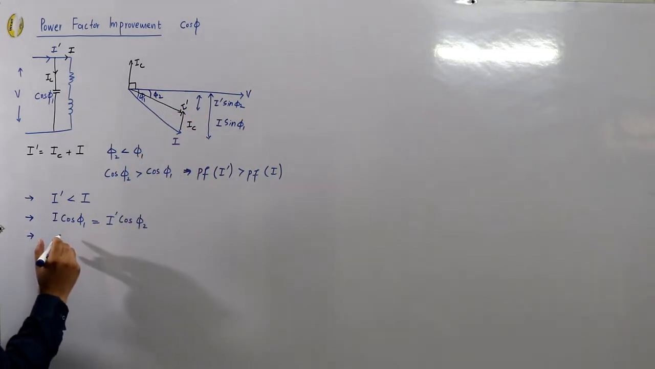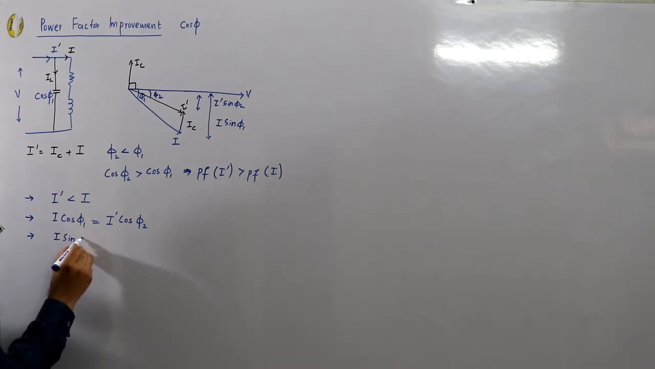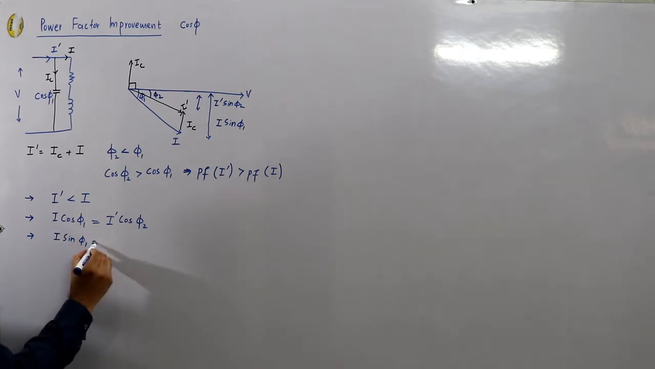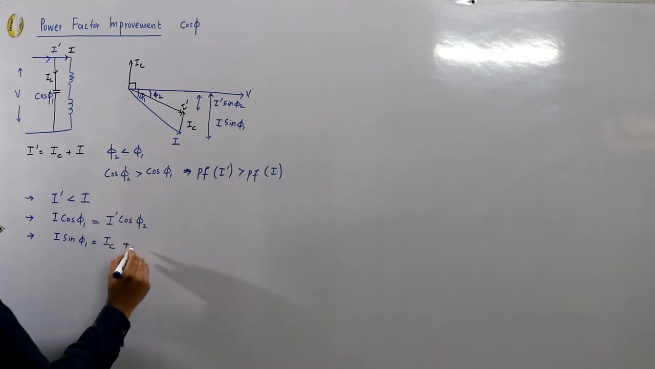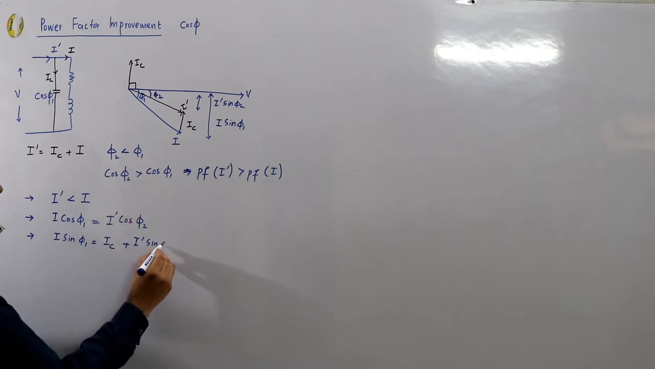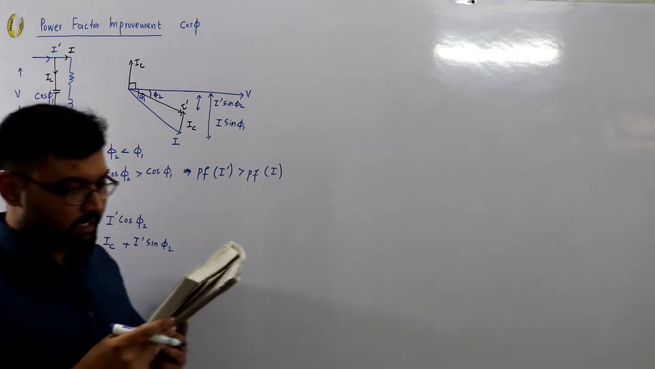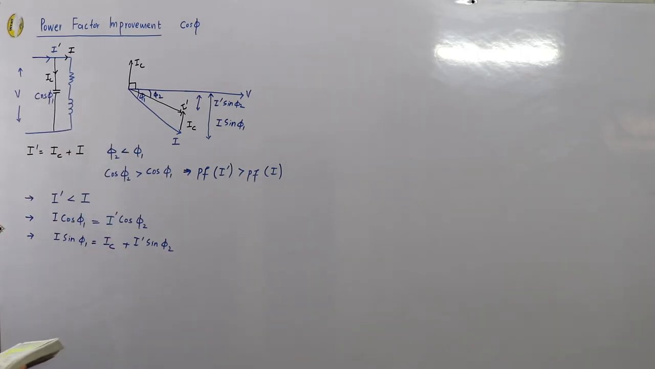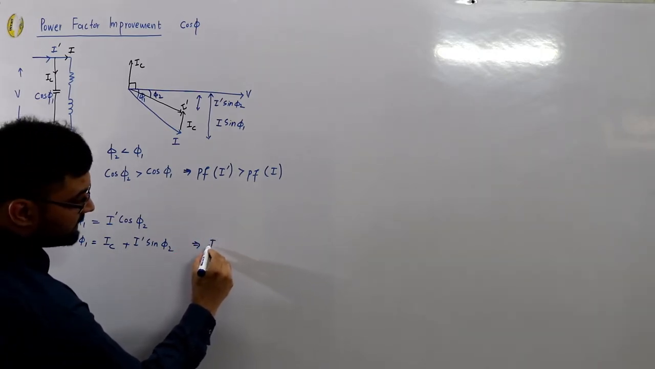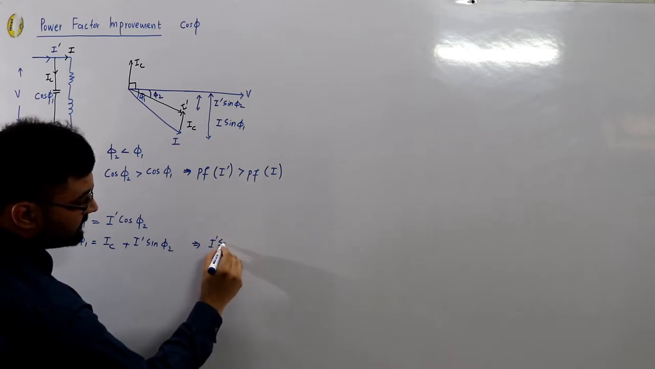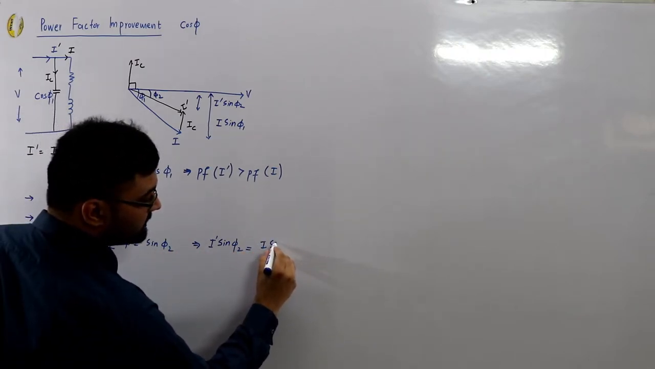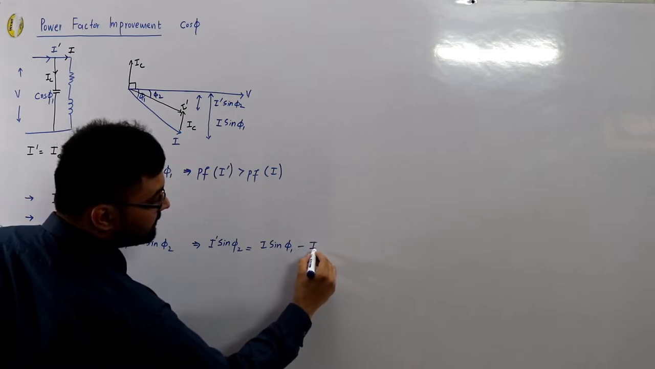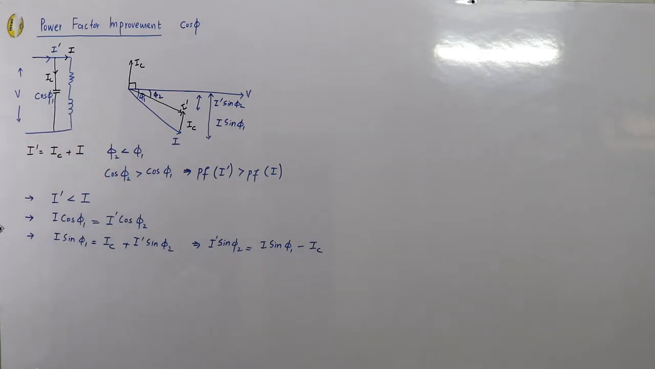So have a look. The total I sin phi 1, before power factor correction, is equal to the sum of IC and what? I dash sin phi 2. Isn't it like this? It is. So you can say that I dash sin phi 2, you can find out from here, is equal to I sin phi 1 minus the capacitive current IC. Right? Yes.